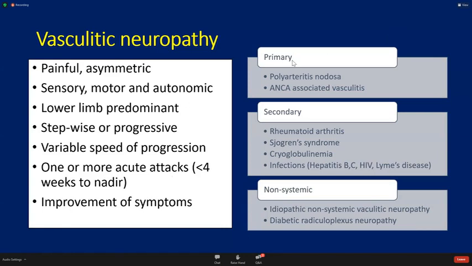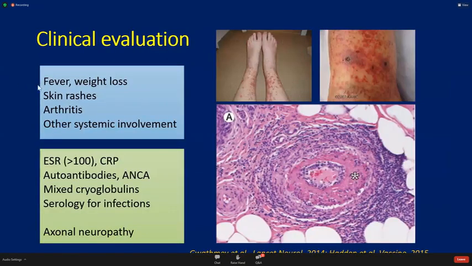It can be primary vasculitis, secondary to connective tissue disease or infections or due to even malignancies, or non-systemic vasculitic neuropathy. In clinical evaluation, you want to ask if there is any evidence of constitutional symptoms, skin involvement, arthritis, or any other system involvement like lungs or renal disease. The primary investigations would be autoantibodies and inflammatory markers, as well as secondary evaluation for infections and malignancy.